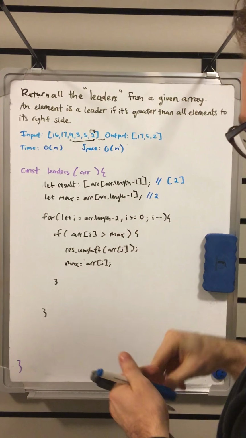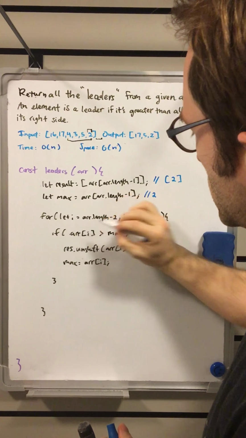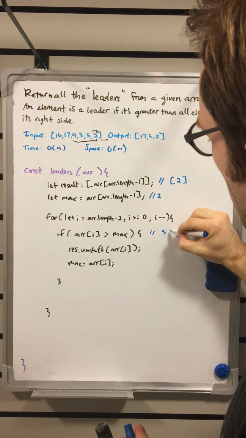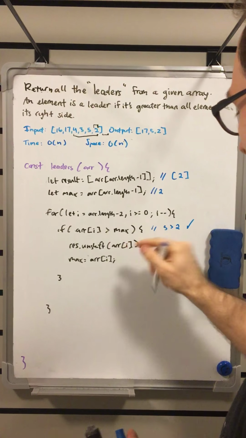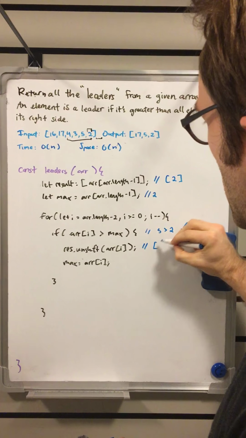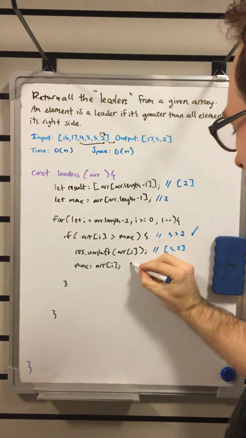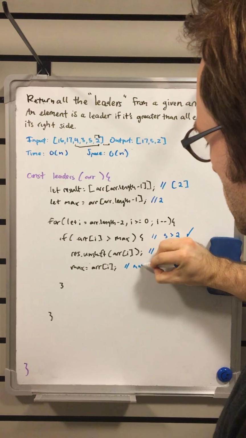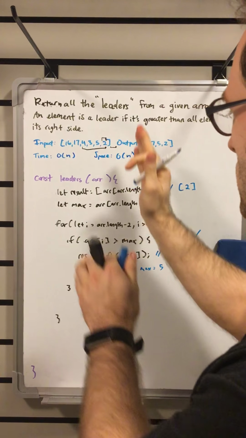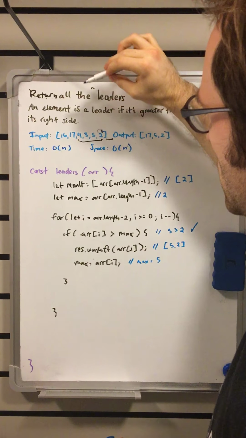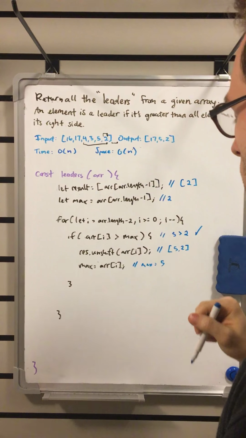So, the current element would be 5. We'd ask, is 5 greater than 2? Yes, it is. So then we're going to unshift it into the array. And so now it should look like 5 and 2. Now, max should be equal to 5. And then we'll continue this process down, ask 3, 4, and then we get to 17, and finally we find that 17 is greater than 5.